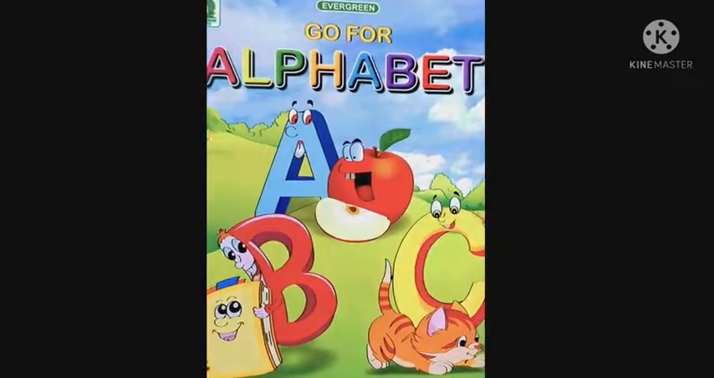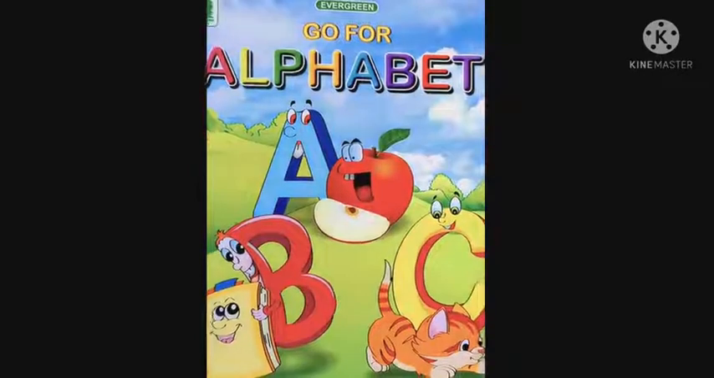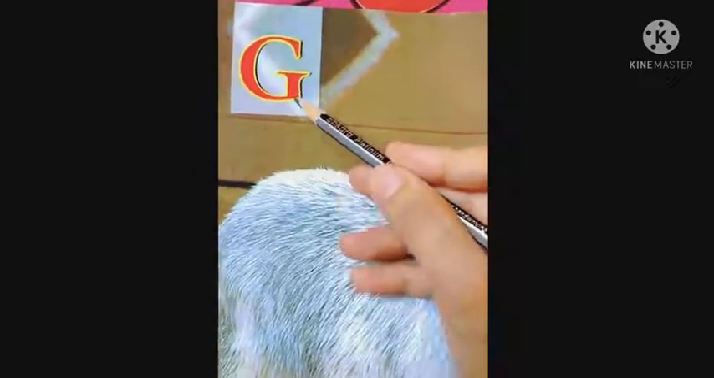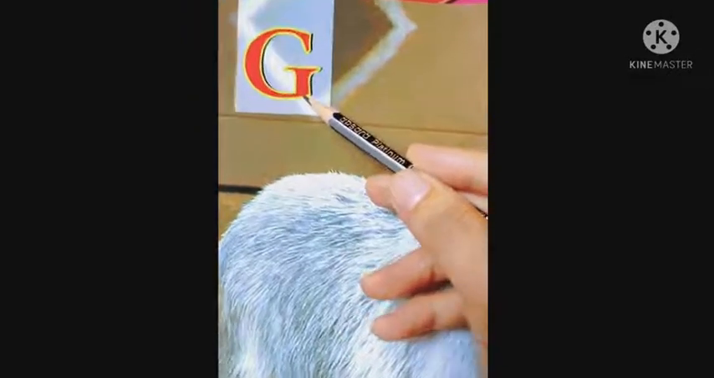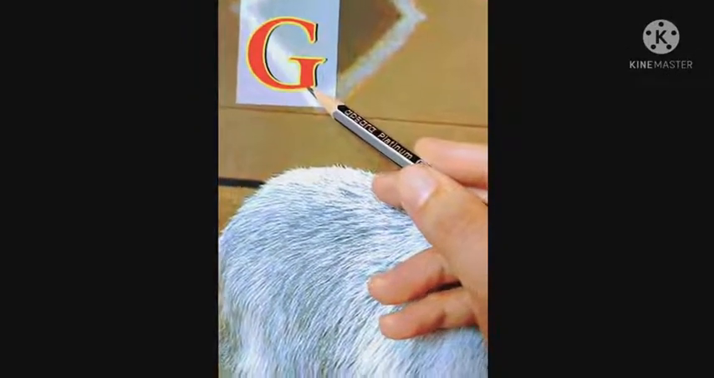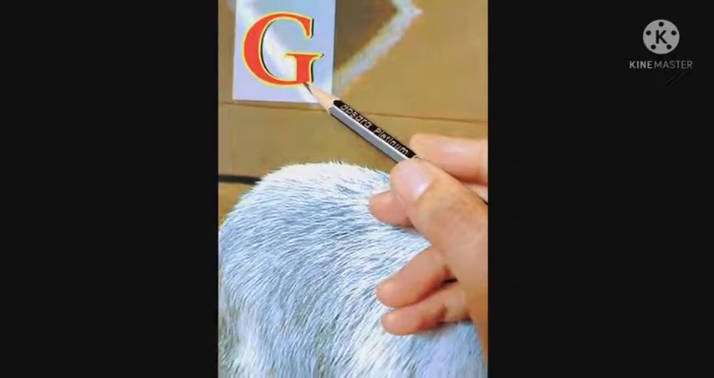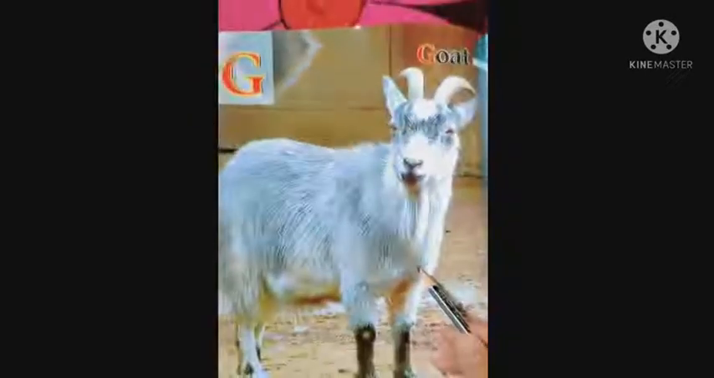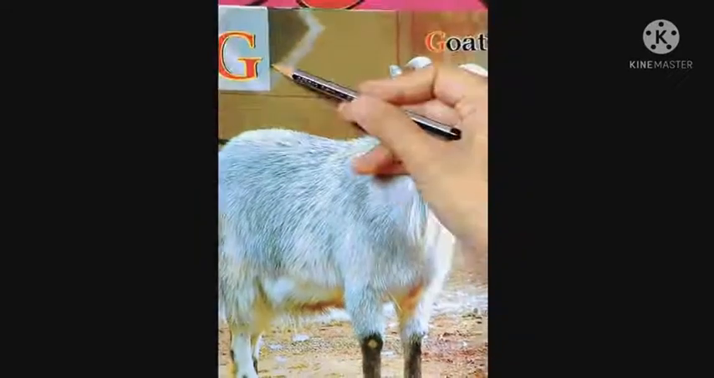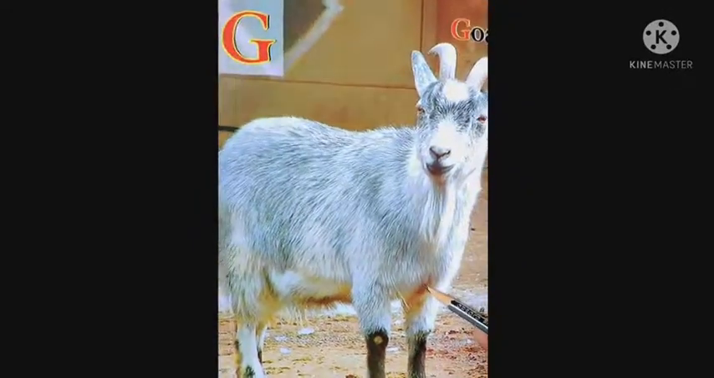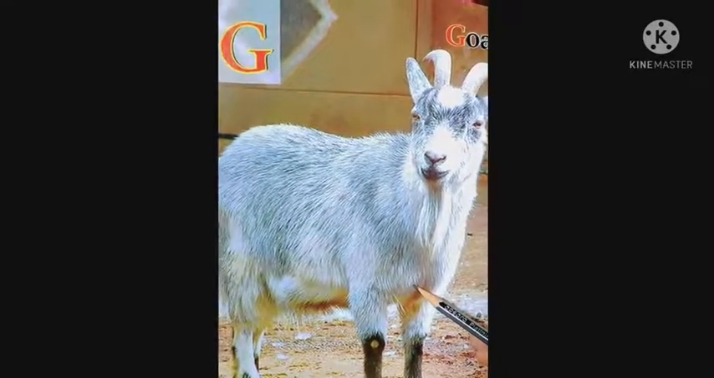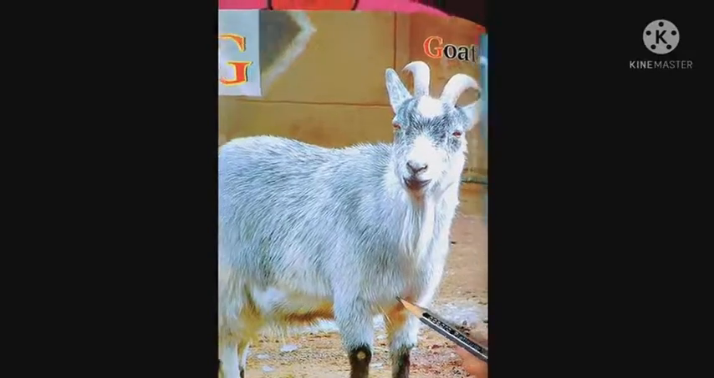So all of you take out your alphabet recognition book and open letter G. This is letter G, and the sound of letter G is G. G, G, G, G. And this is goat. G, G, goat. Now, which letter is this?